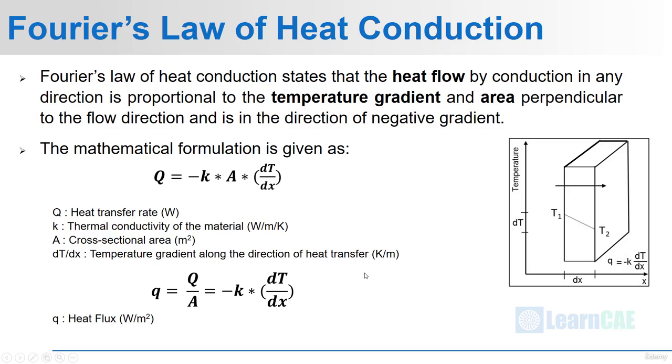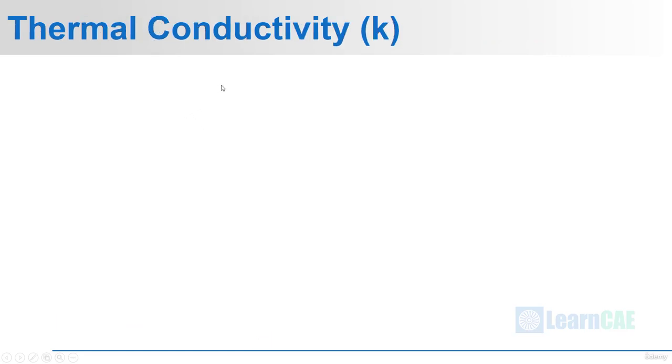We can also divide the heat transfer rate by area and call it as heat flux. It is represented by lower q, which is equal to minus k into dT by dx. This is the formula for heat conduction. Note that the negative sign indicates the heat flows from high temperature to low temperature here. Next we shall see thermal conductivity.